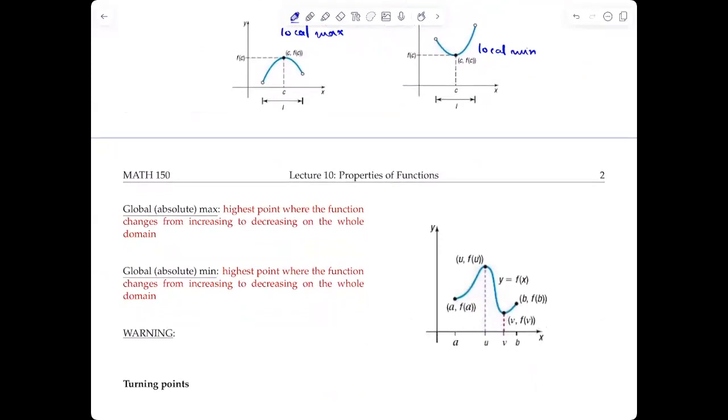Now, let me move on to the definitions for the global or absolute. Global or absolute maximum is the highest point on the entire domain. You can see that it covers the entire domain of the function. And the global or absolute minimum is the lowest point. It's a typo here. Oops. The lowest point where the function changes from decreasing to increasing.